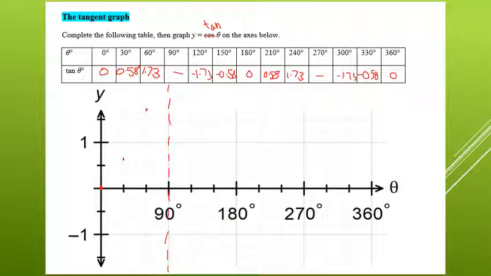At 120 degrees, tan is negative 1.73, so that's way down here. Negative 0.58 is going to be somewhere about here. 180 is 0. Positive 0.58, so it's going to be there. 1.73 there. 270 degrees is not defined, so put this dotted line in again. So tan has sections where it can't be equal. 300 degrees is minus 1.73, about there. Negative 0.58 is there and it gets to 0.